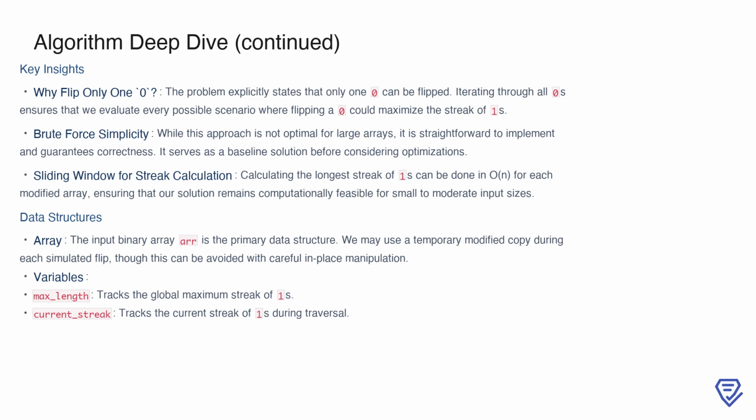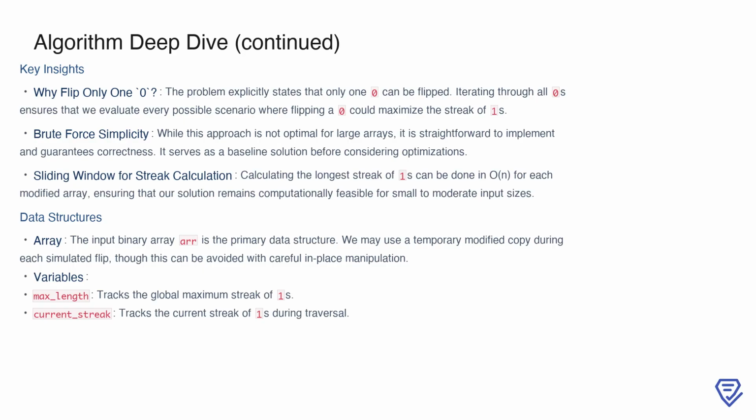The brute force approach, while straightforward, provides several key insights. First, we focus on flipping only 1 zero because the problem explicitly allows for just one flip. By iterating through all zeros in the array, we ensure that we evaluate every possible scenario where flipping might maximize the streak of ones. Although this approach is not optimal for larger arrays, its simplicity makes it a good starting point, ensuring correctness and clarity.